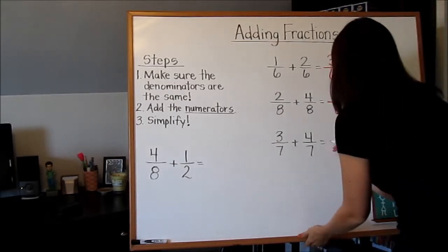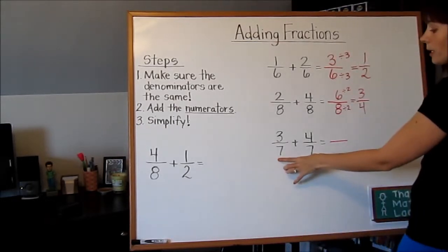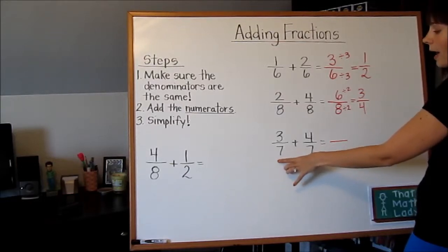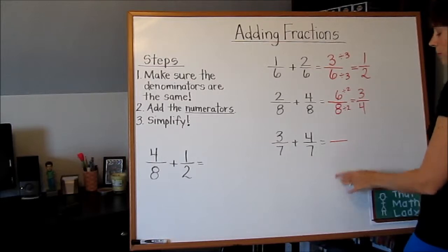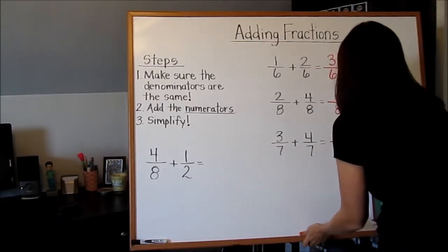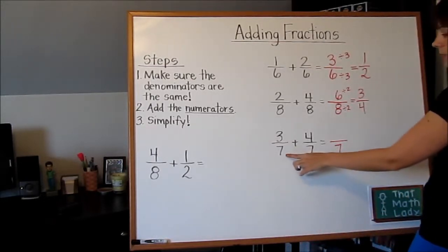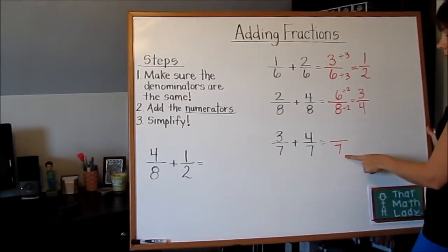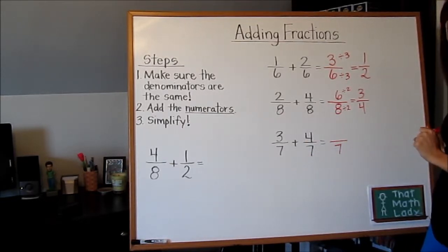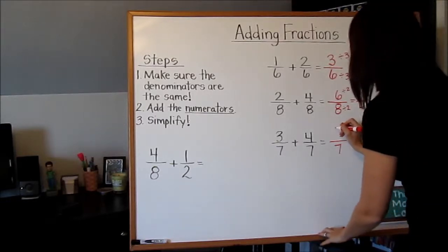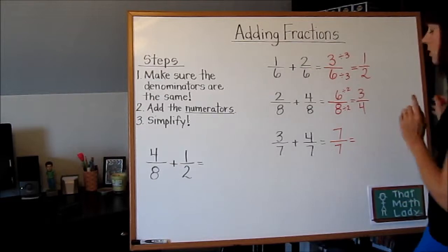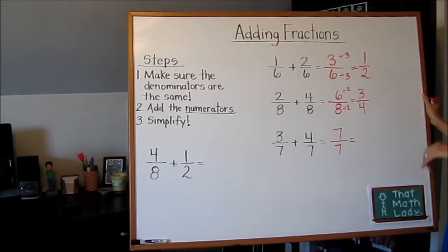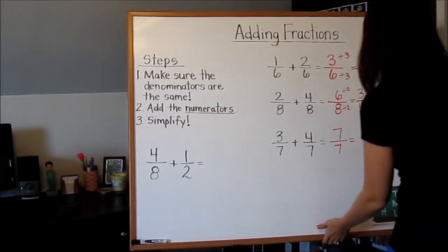And then the last one, again, my denominators are the same, and we never add the denominators. We just keep it the same throughout the problem. Never add the denominators. Okay, so we have 7 and 7 and 7. 3 plus 4 equals 7. So we have 7/7. And 7/7 when simplified, that's a tongue twister, 7/7 when simplified equals 1/2.